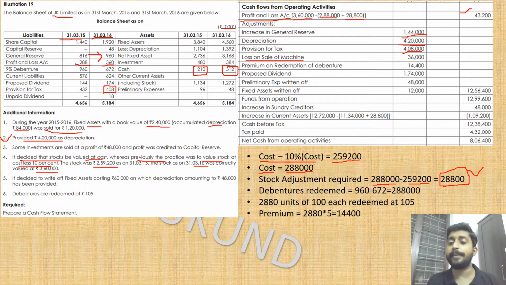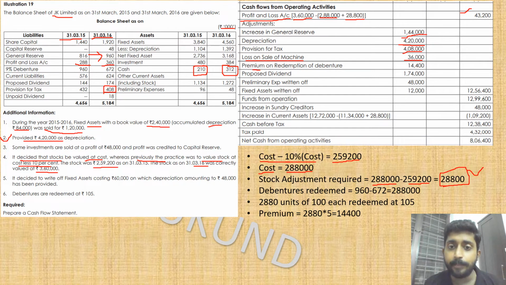It is debited to the P&L, but I'm going to add that back because I'm going to find the cash flow from operations. This is not an operational thing, so it is debited to the P&L. So I am adding back this 36,000.